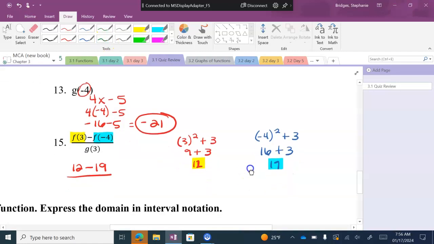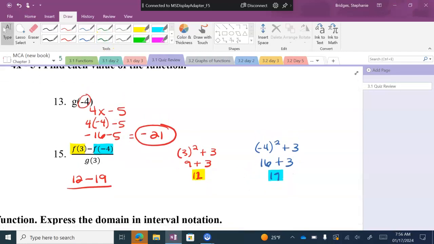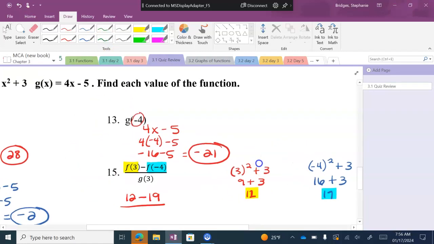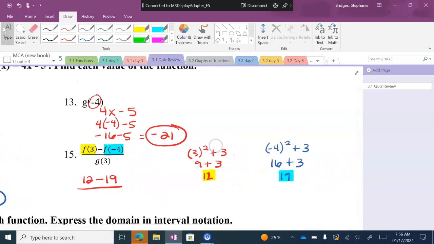And then I'm going to do the last part before I start to simplify. G of 3, 4x minus 5. So we're going to go 4, but in place of x, we're putting in that 3, minus 5. 4 times 3 is 12. 12 minus 5 is going to give me 7. So 7 goes at the bottom. So f of 3 was 12. F of -4 was 19. And g of 3 is 7.